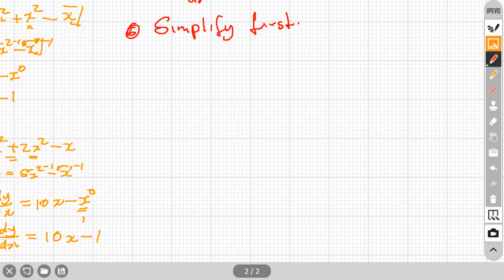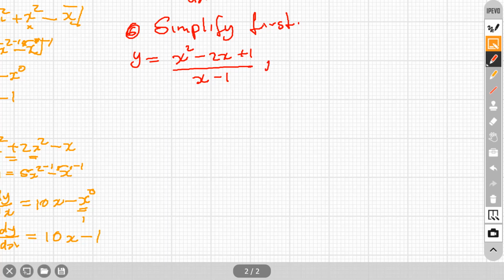So you simplify first. Let's say, for example, you're given that y is equal to x squared minus 2x plus 1, all over x minus 1. So guys, you cannot differentiate when you are given something like this. You have to simplify it first, which is something that we have already been doing.